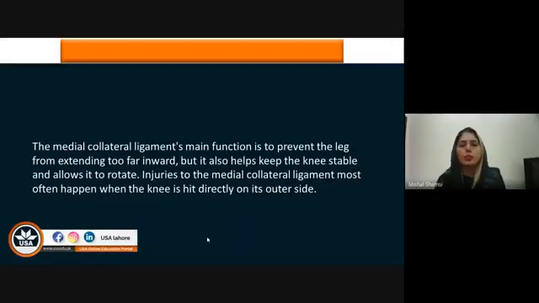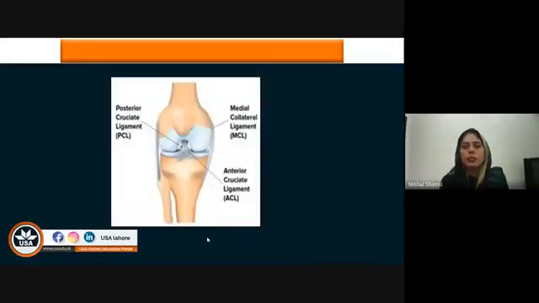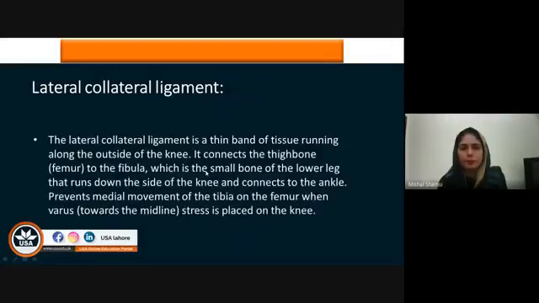So this is basically the function of the medial collateral ligament. And like other ligaments, it helps to keep the knee stable and allow it to rotate. Okay, the next ligament is the lateral collateral ligament, but here we can see the picture of the medial collateral ligament that is present basically on the medial side, and it connects the femur with the tibia.